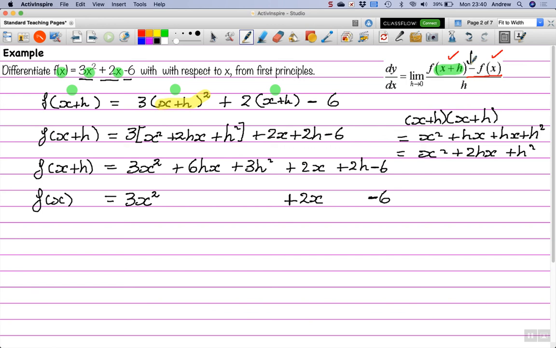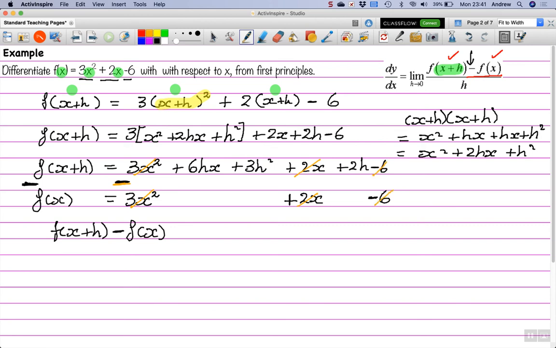Because the formula says that we have to minus these two functions, I'm going to put a minus sign here and a minus sign there. So working out the left-hand side, I get f of x plus h minus f of x. And on the right-hand side, because the way I've written it makes it easier, 3x squared minus 3x squared cancels. 2x minus 2x cancels. Minus 6 minus minus 6 cancels.